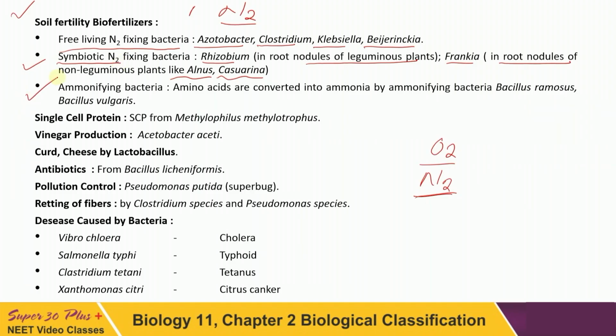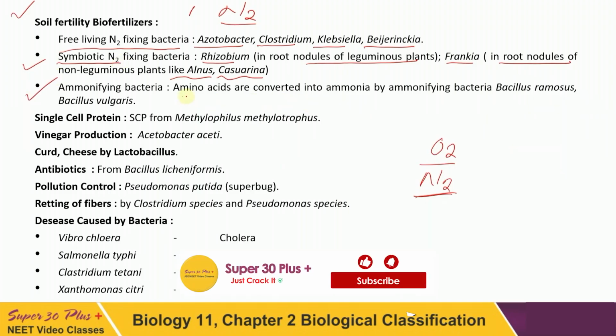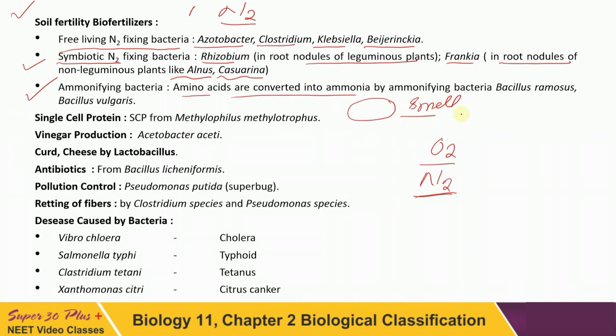Ammonifying bacteria convert amino acids into ammonia. You must have seen that when an animal dies, a foul smell is there after death. This is because of ammonia. The proteins in this animal will be decomposed with the help of ammonifying bacteria, and the important ammonifying bacteria are Bacillus ramosus and Bacillus vulgaris.